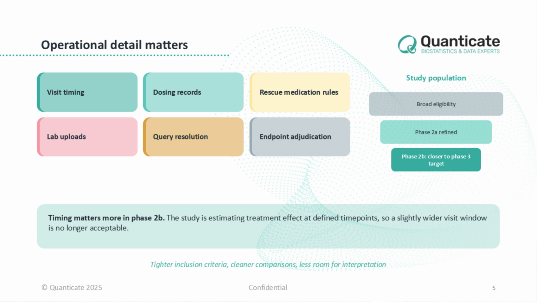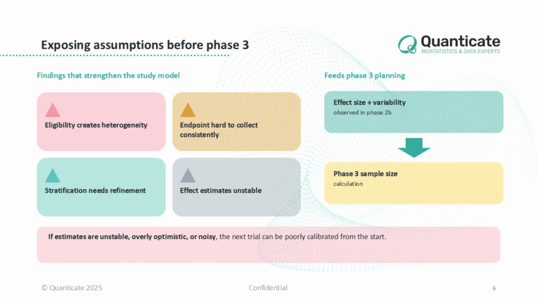Here, the study population often starts to look closer to the intended later stage population. Inclusion criteria are clearer, comparisons are tighter, and the protocol usually leaves less room for interpretation. Phase 2b can also expose assumptions that would cause problems later. Eligibility criteria may create too much heterogeneity. Or an endpoint may be clinically relevant but difficult to collect consistently. Stratification factors may also need refinement. These findings can help teams strengthen the study model before phase 3.